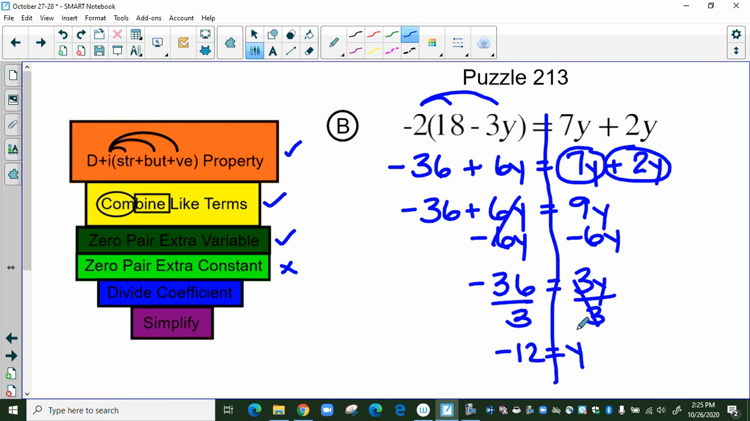So on all these problems, you start at the top and you go down step by step. Some steps you will have and some steps you won't. But if you just check at each one, do I have this? Do I have this? Then you'll know if you can skip a step or if you have to do it. Okay? And that, my friends, is how you solve equations with variables on both sides.